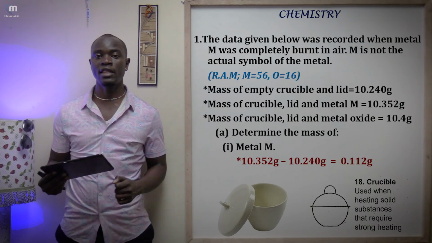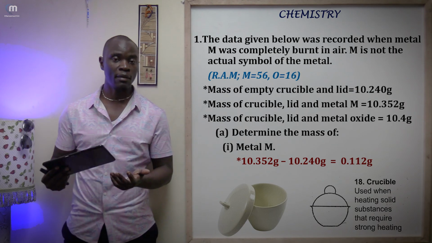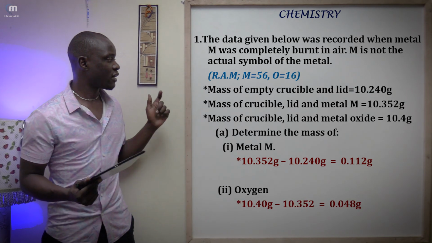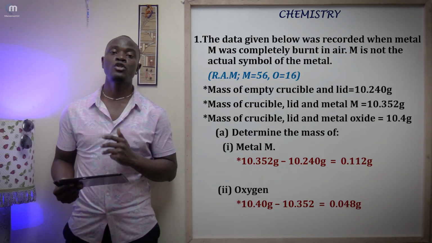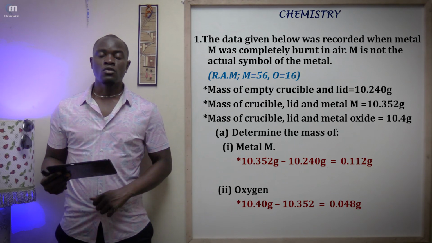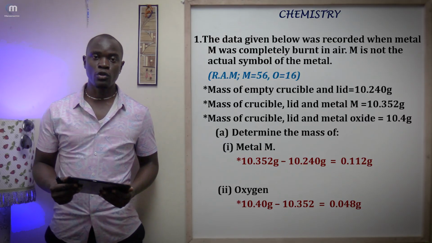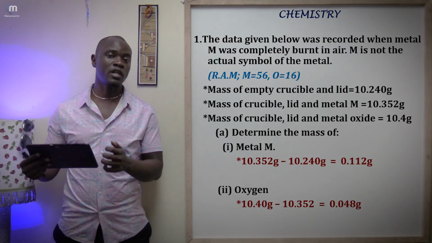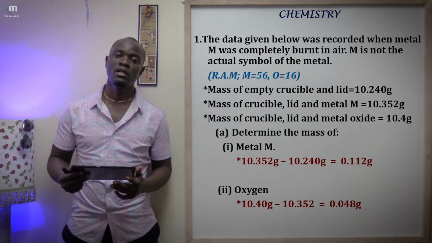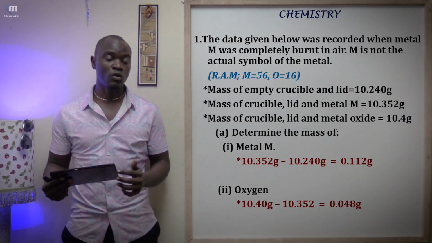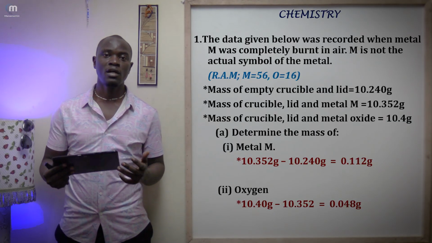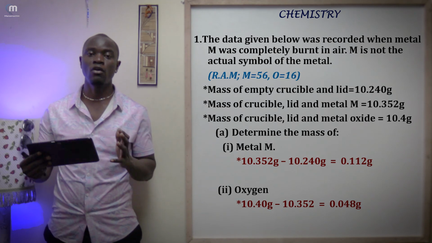So how are we going to get the mass of metal M? To get it, we have to take into consideration the three pieces of information that you have been told about the masses. First of all, you should take the mass of the crucible, the lid, and metal M, that is 10.352 grams. Then you subtract the mass of the empty crucible and the lid only.